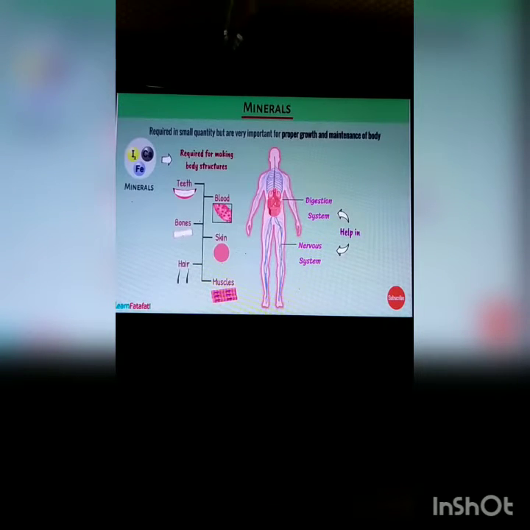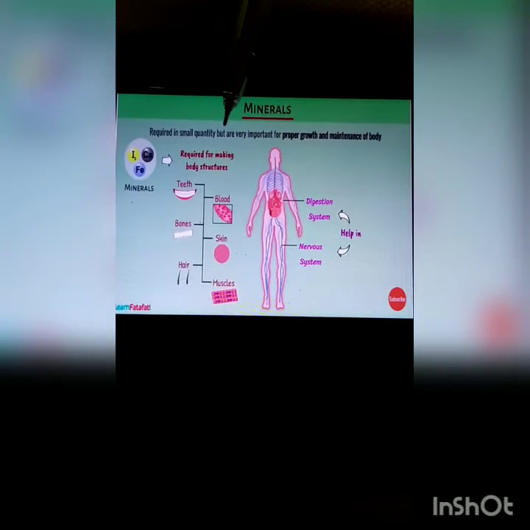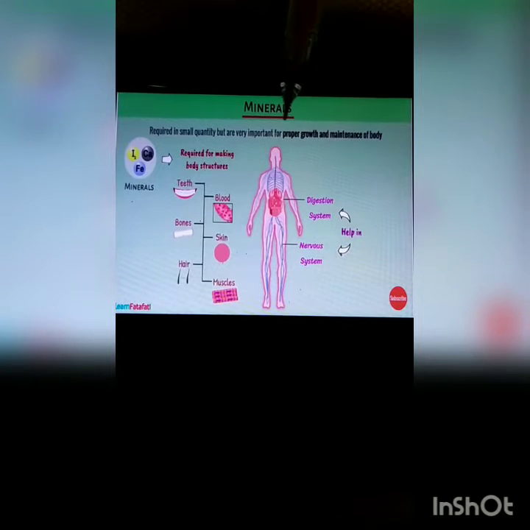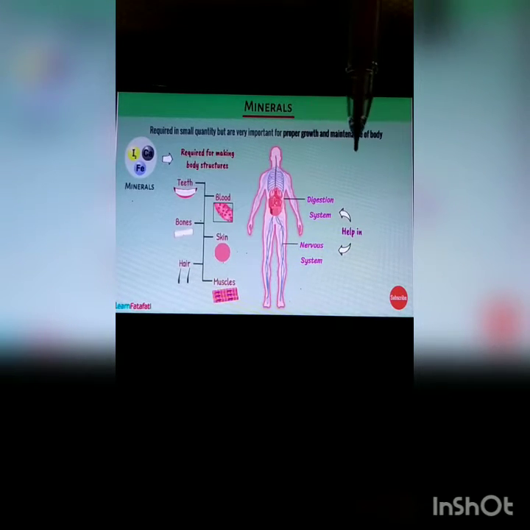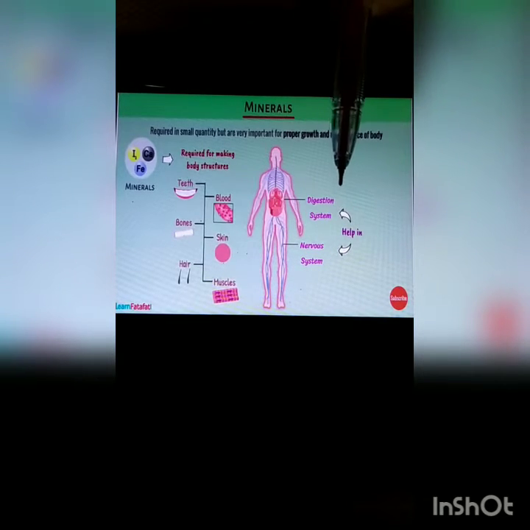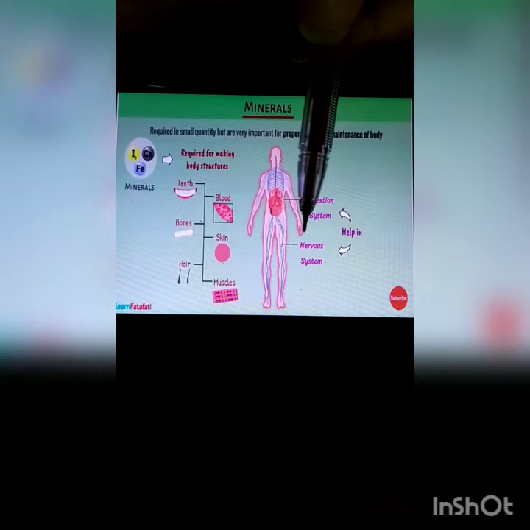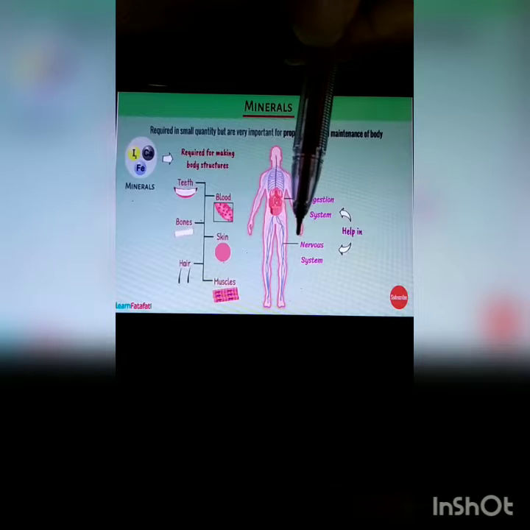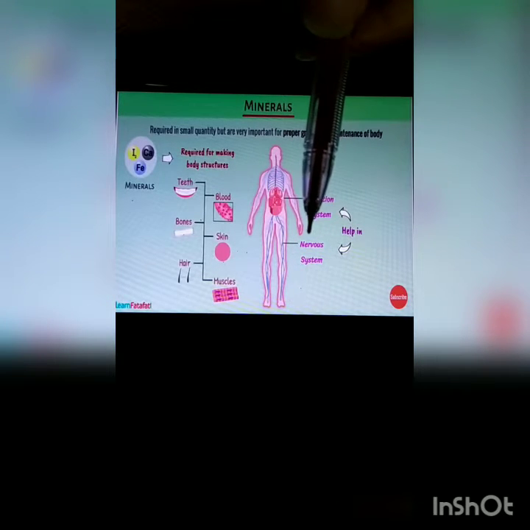Minerals are required in small quantities in our body, but they are very important for the proper growth and maintenance of our body. They help in various processes such as digestion and also the nervous system, like the involuntary and voluntary activities. Involuntary means the beating of our heart, the circulation of the blood. And voluntary means moving our hands, walking, running.